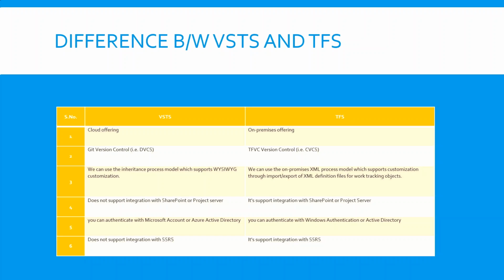Why? Because it's more secure, and we can restrict other users, denying access to the source code. So if you are using Azure Active Directory, you can restrict access to users within Active Directory. Only those users can authenticate to the repository. But in TFS, we can use only Windows authentication as well as Windows Active Directory.